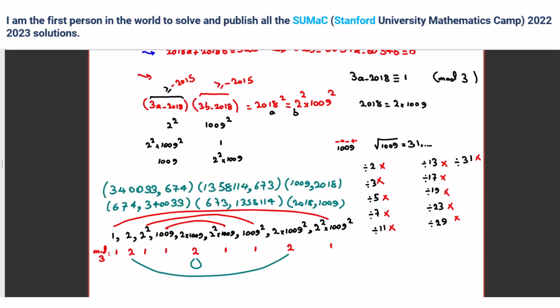Okay, the first one is 673 and 1358114. Yes, this is one of your answers. Next one is 674 and 340,033. Yes, and last one 1009 and 2018. It says we have 6 answers. Yes, good. Completely correct.